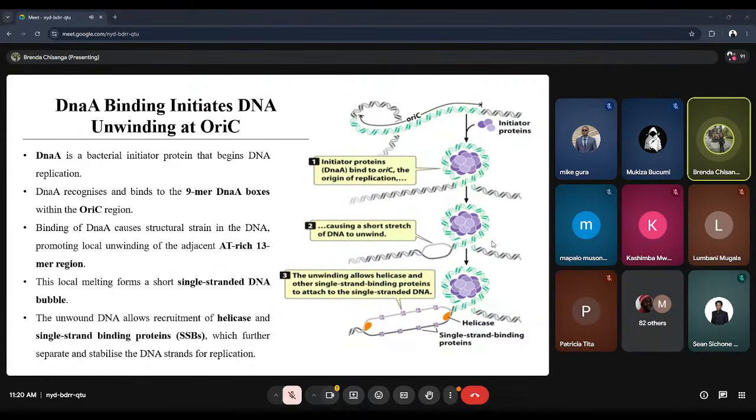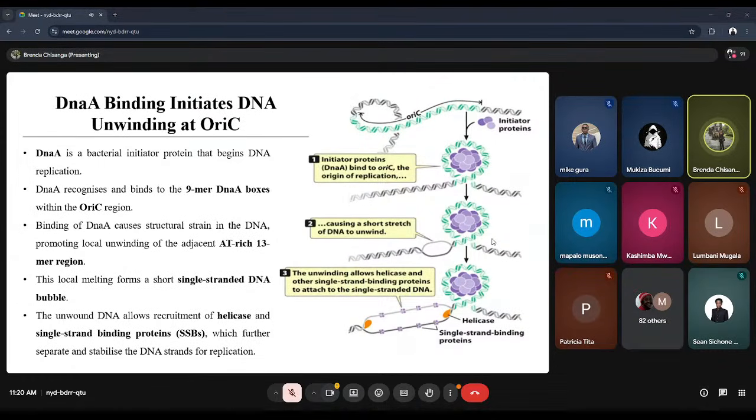Are we recognizing the 9-mer or the 13-mer? No, it starts at the 9-mer. The 9-mer is the site that is recognized first, marking that this is the origin of replication. The protein in bacteria that recognizes the origin of replication, that is the 9-mer containing those DnaA boxes, is DnaA. Now, you can see these initiator proteins there. They are there to recognize the oriC.